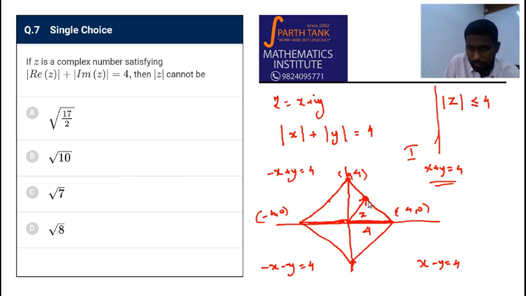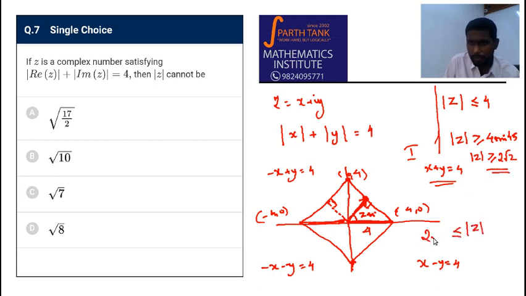And the minimum will be the perpendicular to any of these lines. See, these are isosceles right angle triangles, right? 4, 4 and so on. So it's very easy to find the minimum distance when it is perpendicular. If it is perpendicular, the minimum is 4 sine 45. So mod Z should always be greater than or equal to 2 root 2. So therefore I can say mod Z should be between 2 root 2 and 4. Anything beyond this or less than this is not allowed.